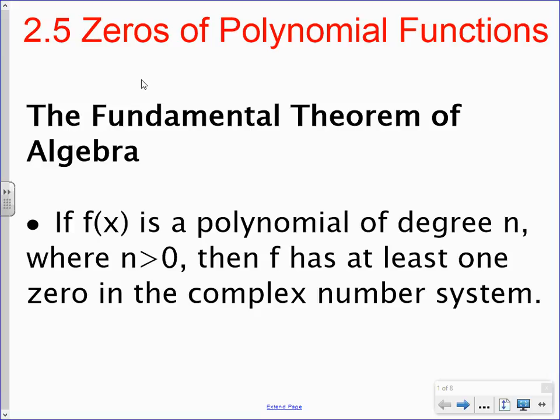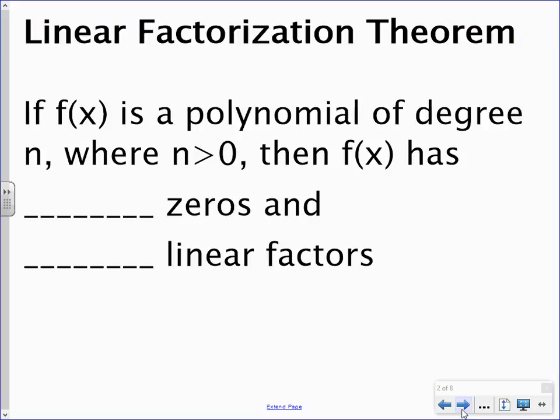Let's talk about this. If a polynomial is nth degree, how many zeros will we have? If our degree is n, how many zeros do we get? N. We get n. And if we have n zeros, how many factors will we have? N. Yes.